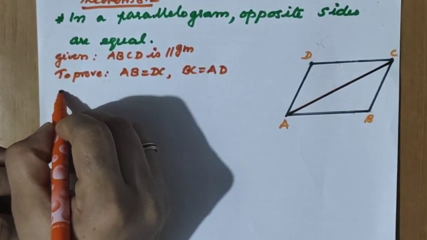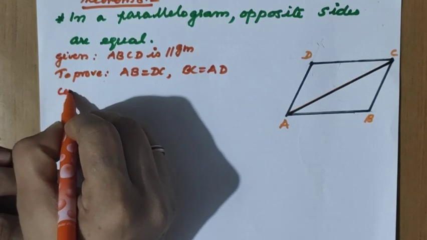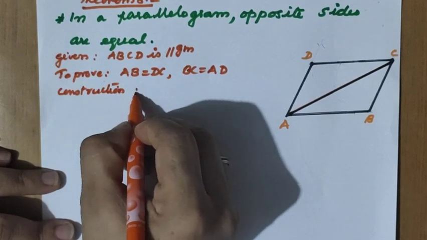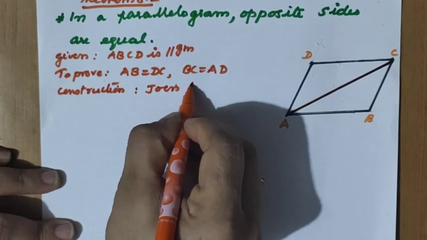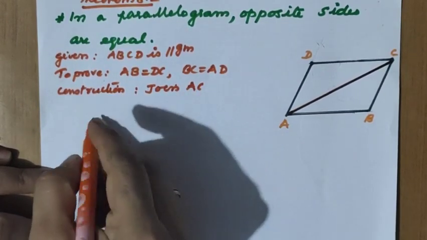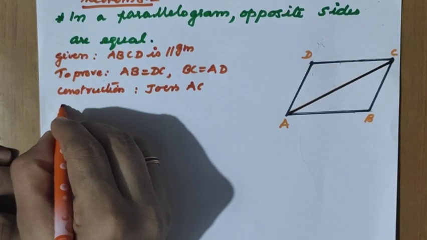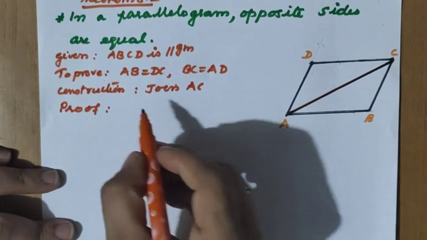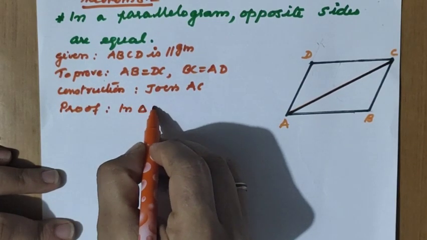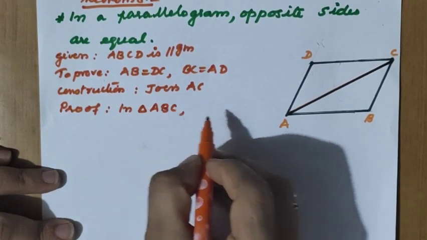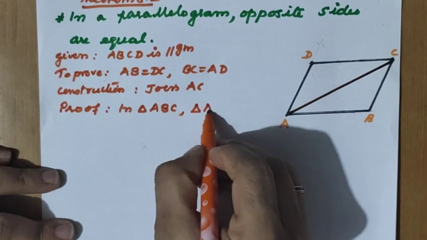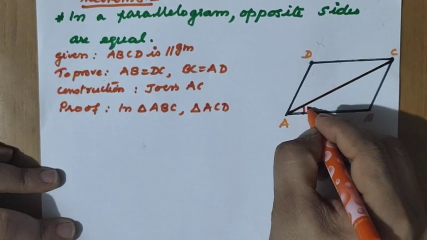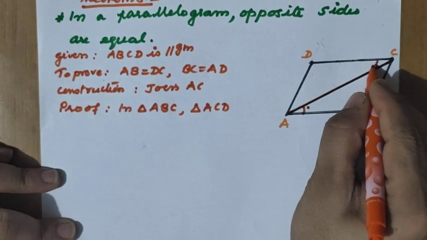The same concept we are using here as in the last theorem. The construction: diagonal AC is joined. So join AC. We do the proof in almost the same steps, but we should write it out because it's a theorem. In triangle ABC and triangle ACD, two triangles, now I'll mark the angles. Angle A equal to angle C.